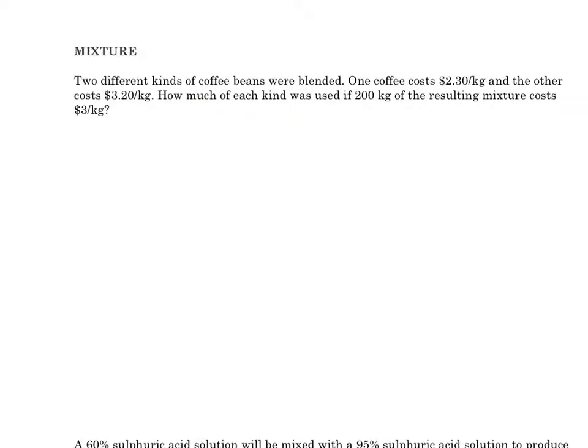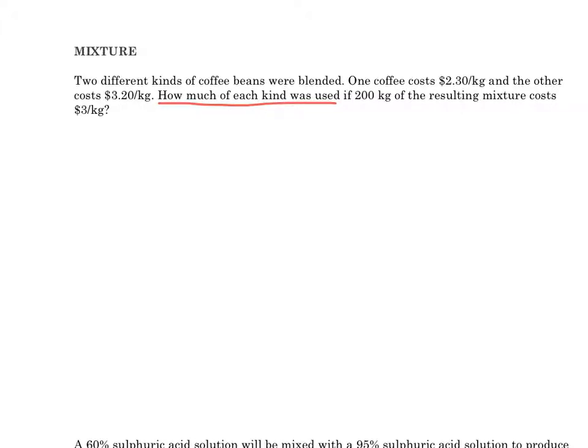Okay, now we're on to 2 different mixture problems. I put a money mixture, like a bulk barn type of thing, and a concentration solution type of thing. So we have 2 different kinds of coffee beans that were blended. One coffee costs $2.30 per kilogram, and the other costs $3.20 per kilogram. How much of each kind was used if we have 200 kilograms of the resulting mixture, and it costs $3 per kilogram? The question: how much of each kind was used?